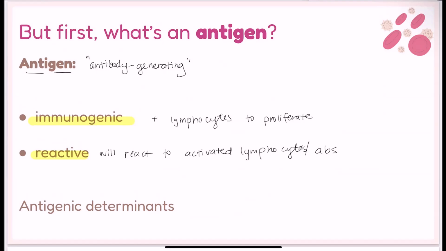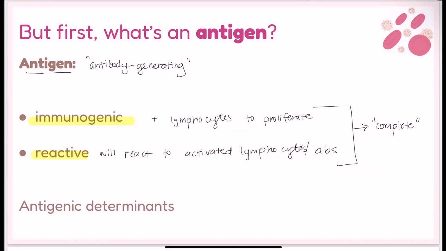Most antigens have both properties. So if you're both immunogenic and reactive, we would call that antigen complete. And this is for most antigens. We would call them complete. Things like proteins, large sugars, lipids, nucleic acids, bacteria, fungi, viruses, pollen, all that kind of stuff.